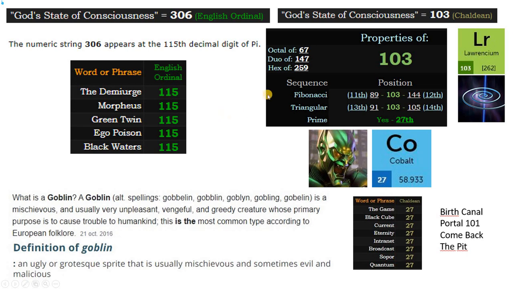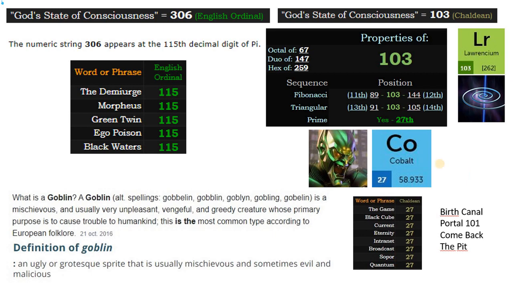In Chaldean, we have 103, and this is linked to element Lawrencium, and you can see the symbol of the spiral, and we've been talking about the spiral during all this presentation, linked to the conch shell that Vishnu is holding, and Lawrencium is linked to the cyclotron, and this was the topic of my first video, God of Sleep 1, and if you haven't seen it yet, I suggest you watch it to know more about the cyclotron.